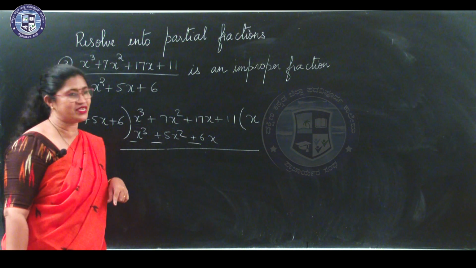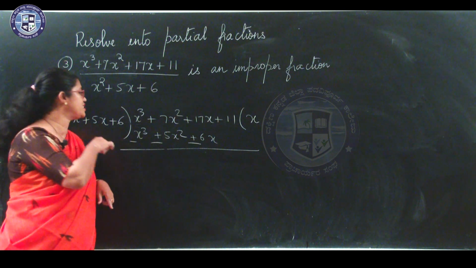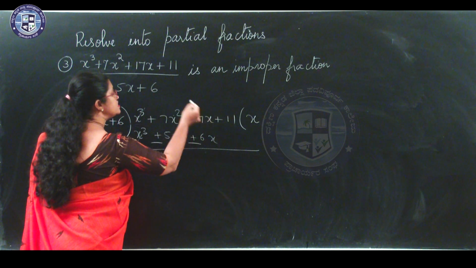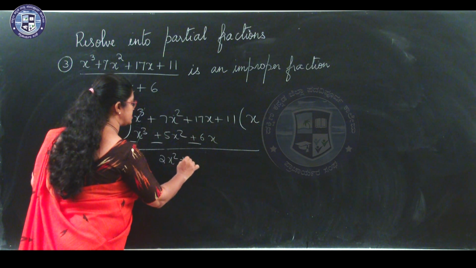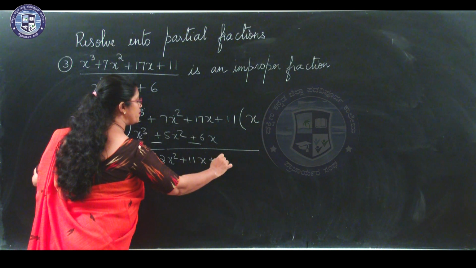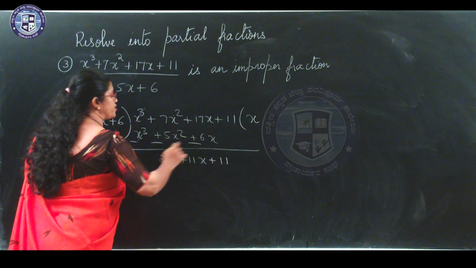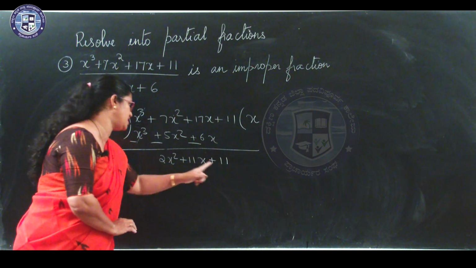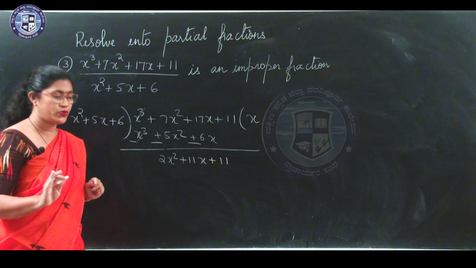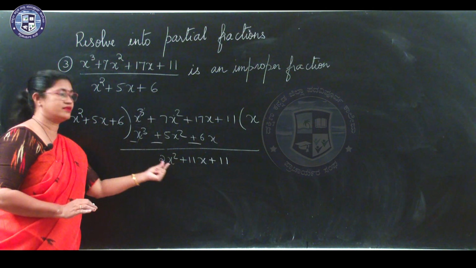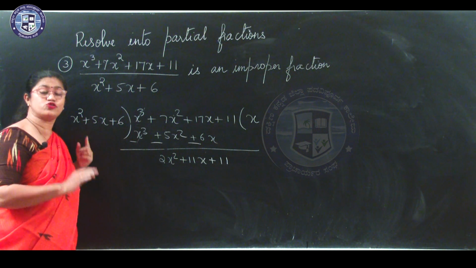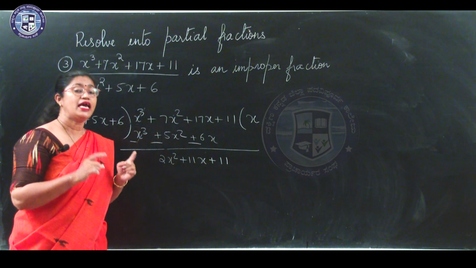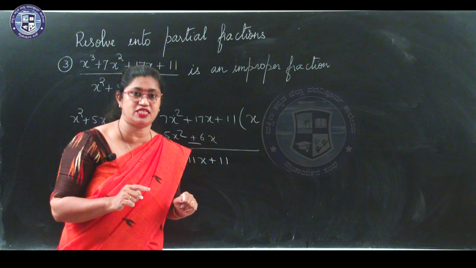First term has to get cancelled. Yes, it's cancelling. And then 7 minus 5 is 2x². 17 minus 6 is 11x plus 11. This term I wrote down because here nothing is there. It's like subtracting with 0. So, it comes down as 11. Now, this is x², this is also x², so the division is not over. Again repeat the same procedure.